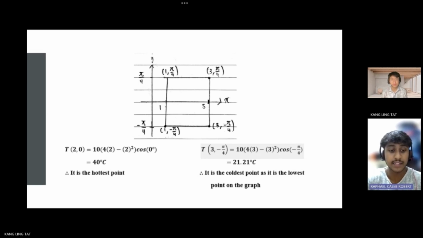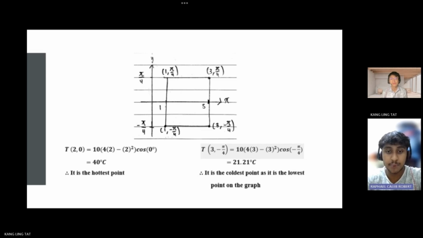Next, for the final step, we can use this coordinate to find the hottest point by substituting it into the main equation. Thus, we get 40 degrees Celsius.